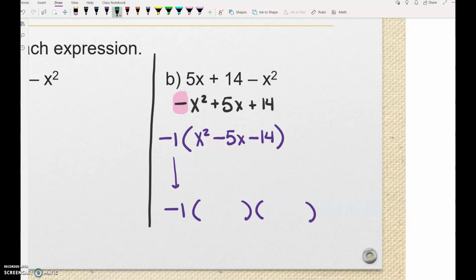Take a moment on your own and see if you can factor the inside of this parentheses. All right, this would be 2 and -7. So we have x plus 2 and x minus 7. Don't forget about the -1 in front.